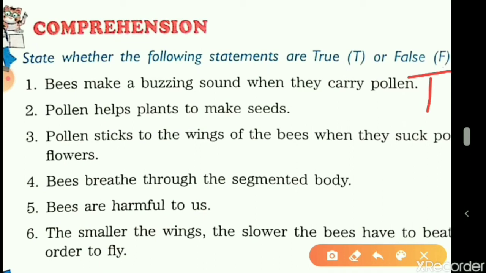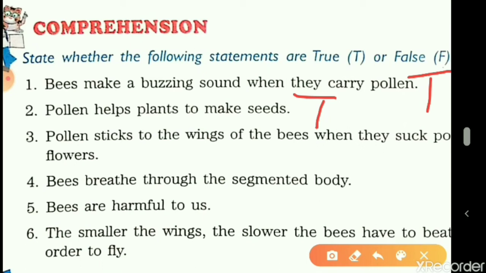Second, pollen help plants to make seeds. True. Without the transfer of pollens, plants cannot make seeds. So it's a true statement. Then third, pollen stick to the wings of bees when they suck pollen from flowers. This is a false statement.